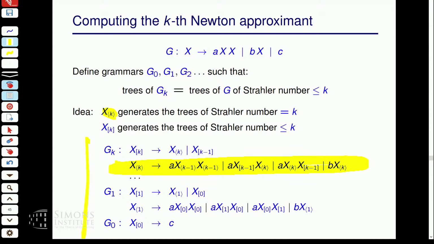I want this to produce trees of a Strahler number exactly k. So how can such a tree of a Strahler number exactly k look like? Well, it could start with this production, and then the tree looks like this. But then there are three possibilities. One possibility is these two subtrees, both of them have a Strahler number exactly k minus 1, because then you have to go one up. This corresponds to this term. Or this one generates a tree of a Strahler number exactly k, and this one generates a tree of a Strahler number smaller than k, at most k minus 1. This corresponds to this term. You need also the other term because it could be the other way around. And that accounts for what can happen with this production.